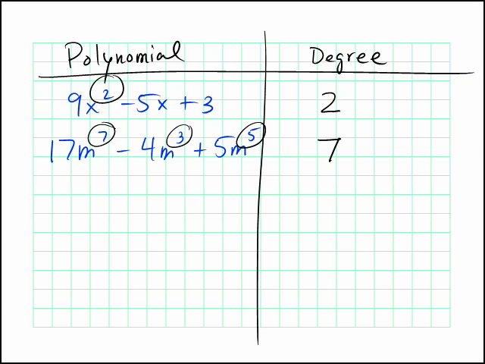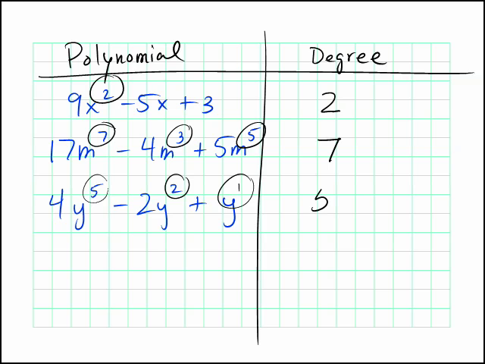Here's another one. 4y to the 5th minus 2y squared plus y. This term is degree 1, this term is degree 2, and this term is degree 5, and we've always got the highest power here, and so the polynomial is considered degree 5.